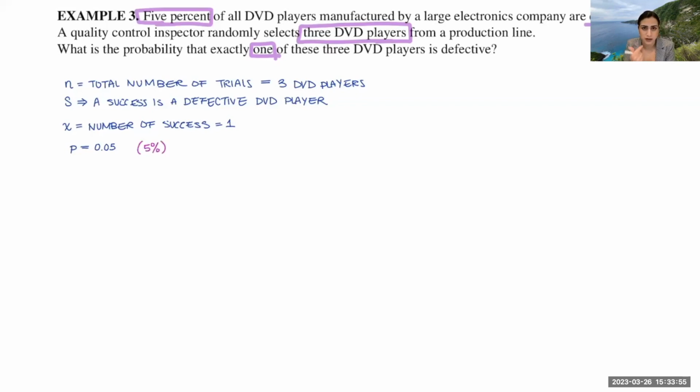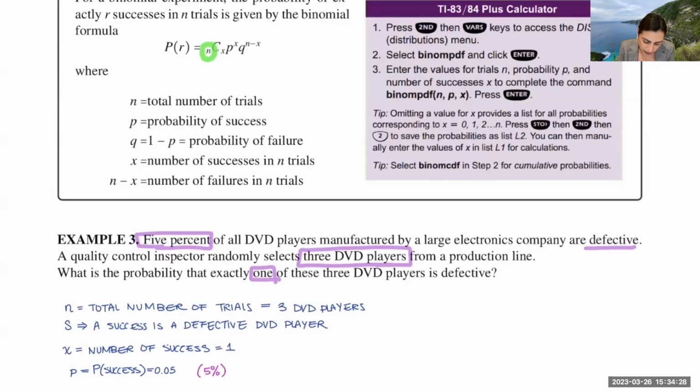Little p represents the probability of success. In this case, success is being defective, so that's 5%. If you're doing it by hand, you do need N, you do need X, which we found. You do need the probability of success, which is 0.05, and you would need the probability of failure, which is 1 minus p, and in this case, it would be 0.95. So if you were doing it by hand, you would need to find q. But if you just use your calculator, all you need is N, p, and X.